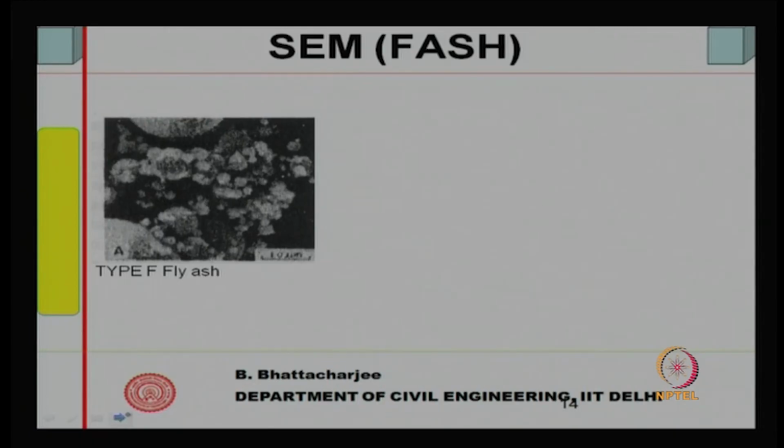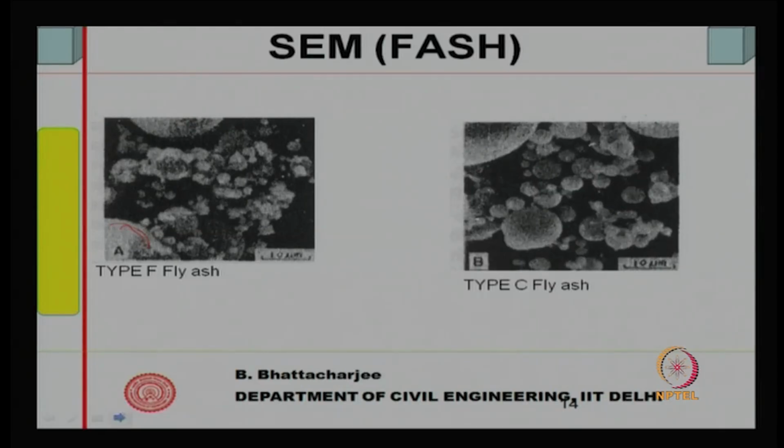Now, if you look at the scanning electron micrograph of fly ash, you will actually see spherical particles. The white ones are spherical particles of the fly ash. Generally they show sphericity, type C or type F fly ash, both fly ashes are spherical in nature, as you can see here, rounded shape. So, fly ash particles are rounded in shape.